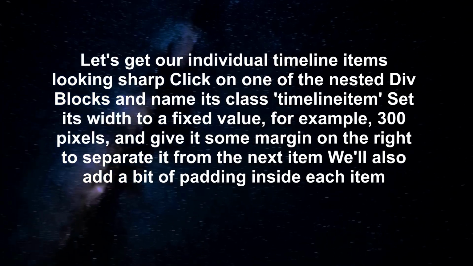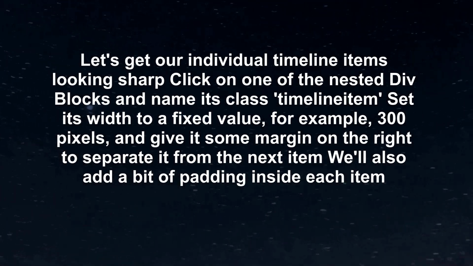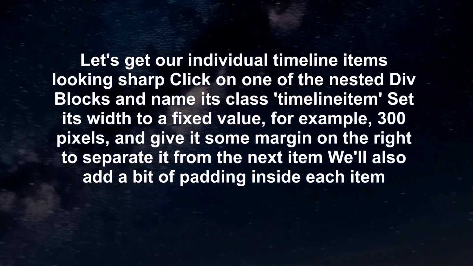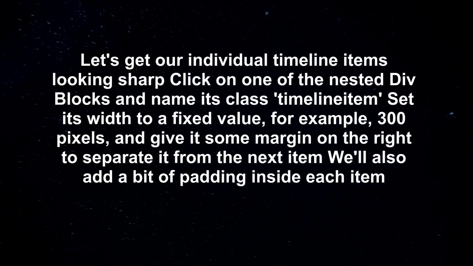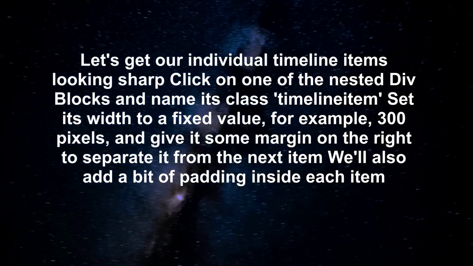Let's get our individual timeline items looking sharp. Click on one of the nested div blocks and name its class Timeline Item. Set its width to a fixed value, for example, 300 pixels, and give it some margin on the right to separate it from the next item. We'll also add a bit of padding inside each item.